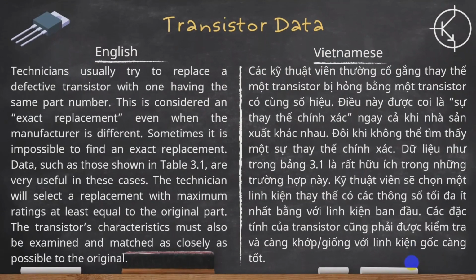Technicians usually try to replace a defective transistor with one having the same part number. This is considered an exact replacement even when the manufacturer is different. Sometimes it is impossible to find an exact replacement. Data, such as those shown in Table 3.1, are very useful in these cases. The technician will select a replacement with maximum ratings at least equal to the original part. The transistor's characteristics must also be examined and matched as closely as possible to the original.